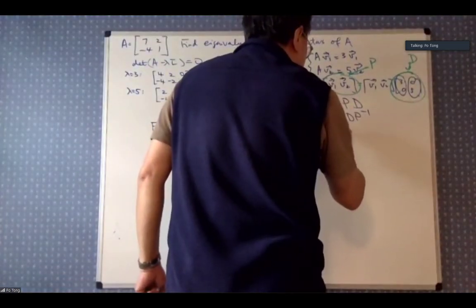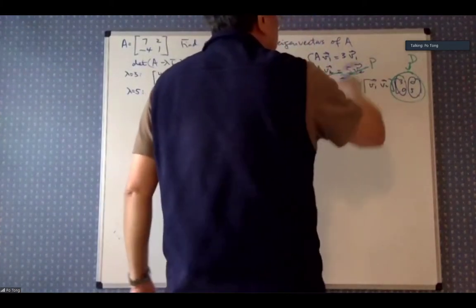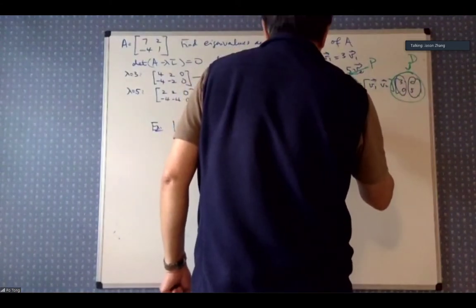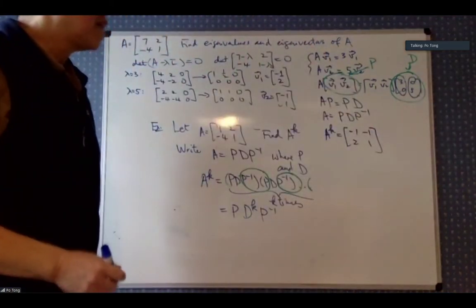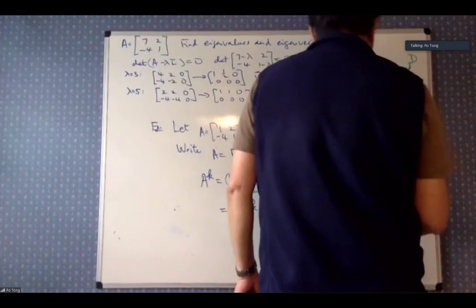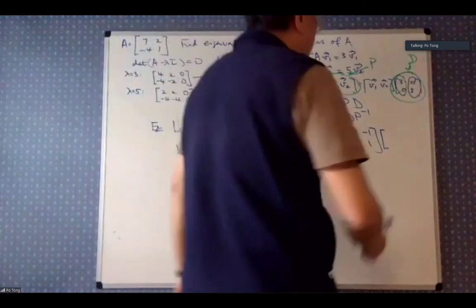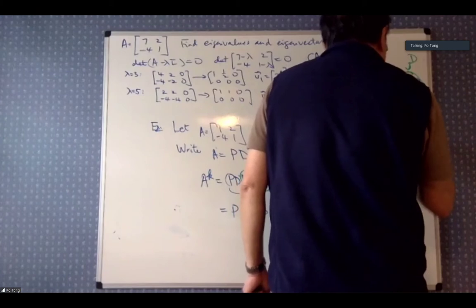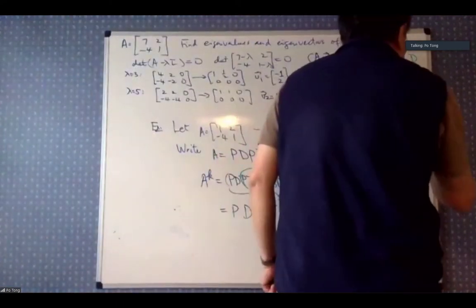So now A to the power k is P. What's my P? P is the V1 and V2 put together, right? What's my V1 and V2? Minus 1, minus 1, like this, right? 1, yeah. It's okay. D to the power k. What is D to the power k? 3, 0, 0, 5: 3 to the power k, 5 to the power k, 0, 0. Times P inverse. What is P inverse?